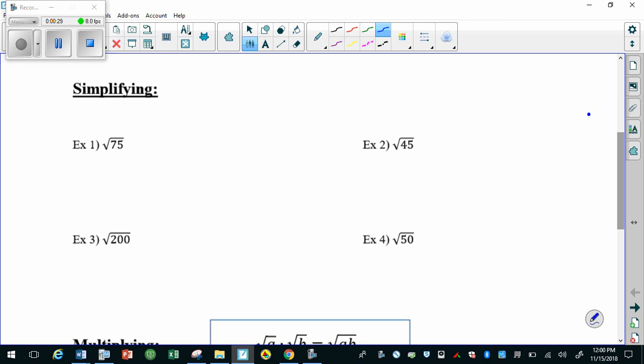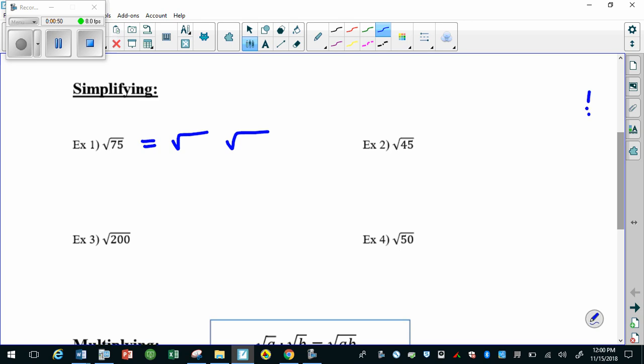We have radical 75. Your job is to simplify that as far as you can. So the idea would be to split radical 75 into the product of two different radicals, where one of those radicals is a perfect square. And I'm just going to write a little list over here on the side of all the perfect squares just so I have them in my head.